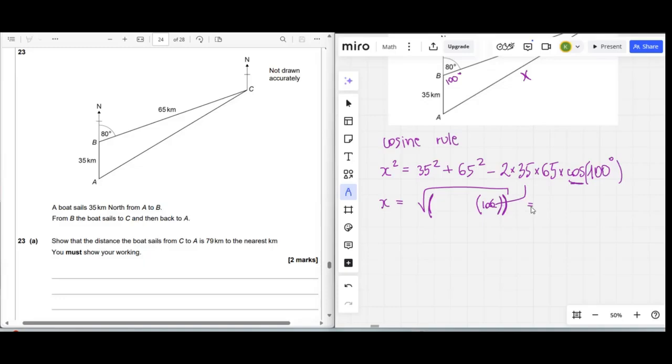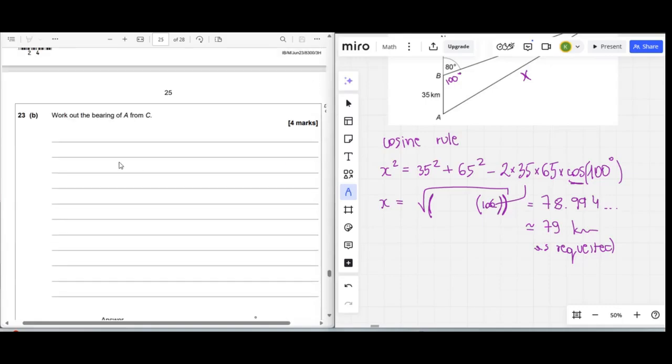78.994298858. Yeah, 78.994 and so on, and rounded to the nearest kilometer is 79 as requested. Okie doke.